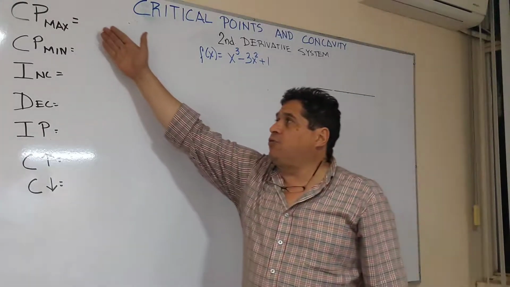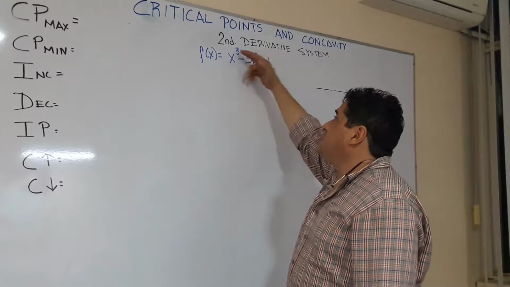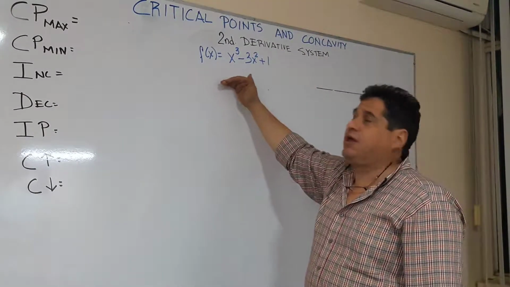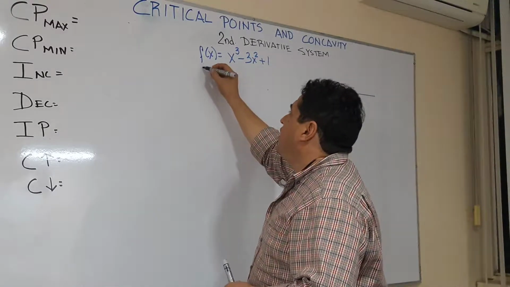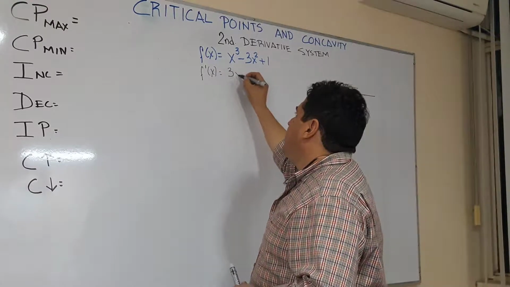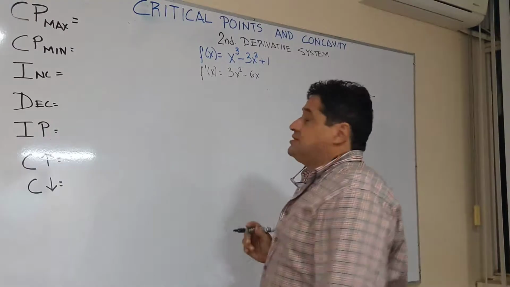Now we're going to be looking at the critical points and the concavity of the function, but we're going to be using the second derivative test. What we are going to do in the first step is get the derivative of my function. So f prime of x is going to be equal to 3x squared minus 6x.